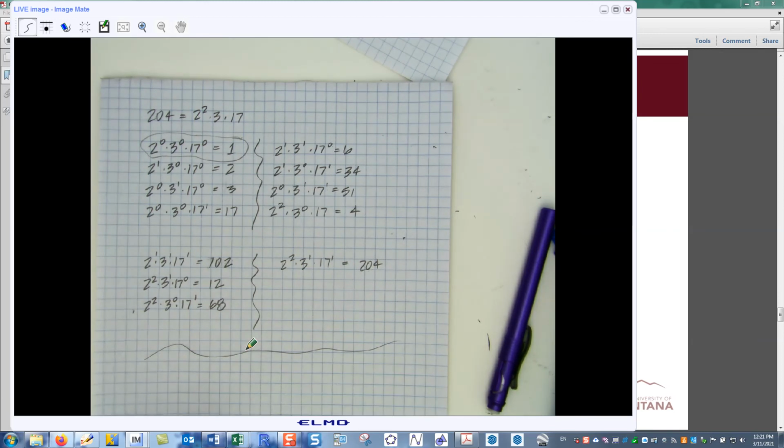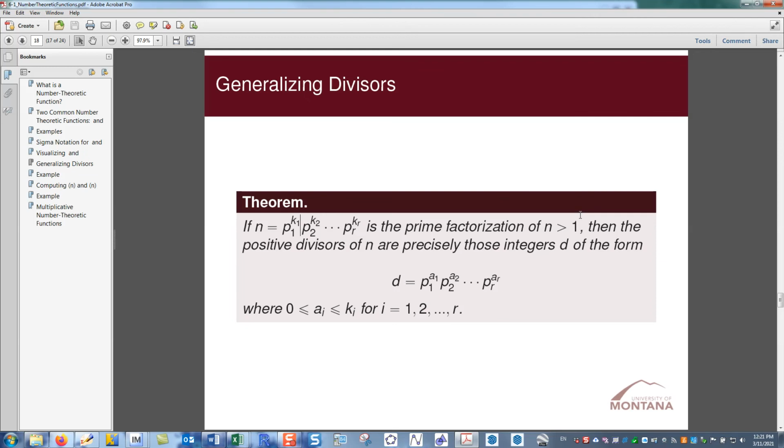And so hopefully that gives you a sense of how we're going to prove this. A number's prime factorization tells us exactly what its divisors are. So let's go back and prove this, and we'll end with this proof. So I'll go ahead and write this down.